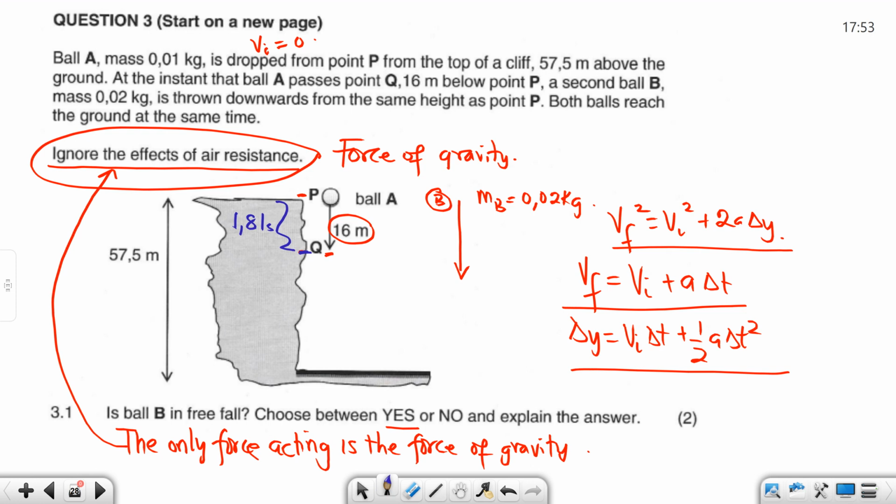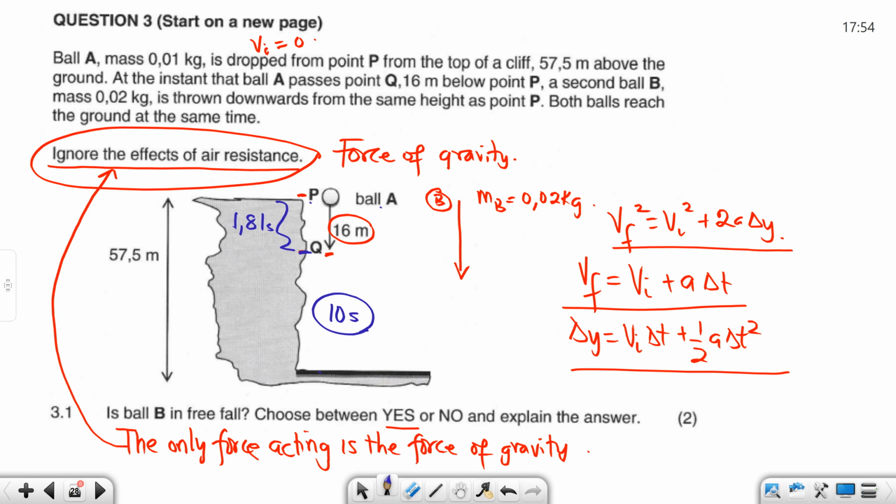Now hold on. If we were to calculate the time it took ball A to reach the ground, I'm just going to use an example now. Let's say it took ball A 10 seconds to reach the ground. How long do you think it took ball B to travel? 10 minus 1.81. It's less than 10 because it was delayed, but both balls reached the ground at the same time.